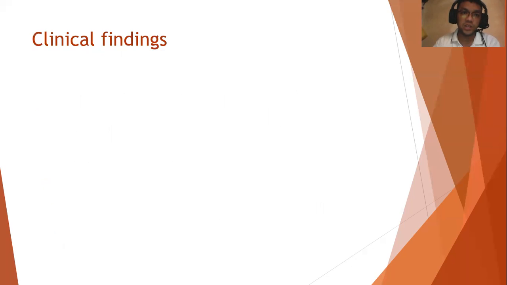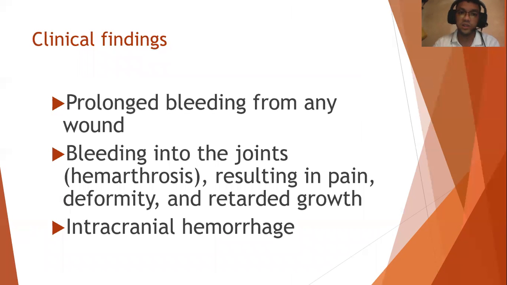Clinical manifestations or clinical findings: there's a prolonged bleeding from any wound. So if they have cuts, if they have any wounds, bleeding will be prolonged, and bleeding into the joints may occur, also known as hemarthrosis, resulting in pain, deformity, and retarded growth in children. There can also be intracranial hemorrhage if there's injury to the head.